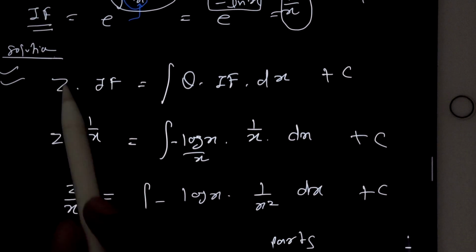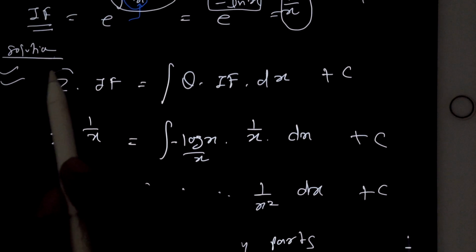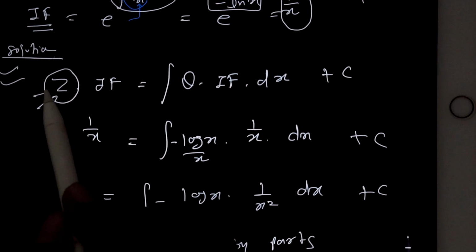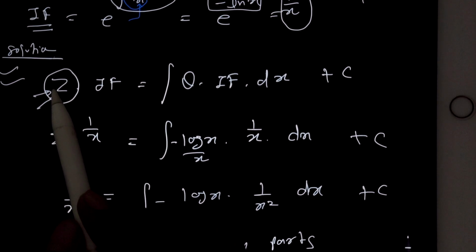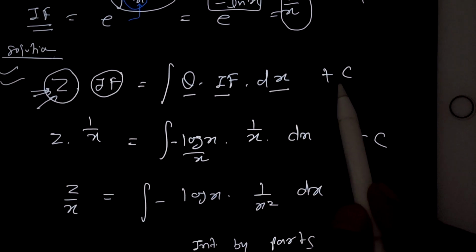Then the solution. Once we got the integrating factor, how do we write it? So why am I writing z here? Because if the question is in the form of dy by dx, then we write y here. If the question is in the form of dx by dy, then we write x here. Now your question is in the form of dz by dx, so I'm writing z here. Then integrating factor, then q times integrating factor, dx and c.